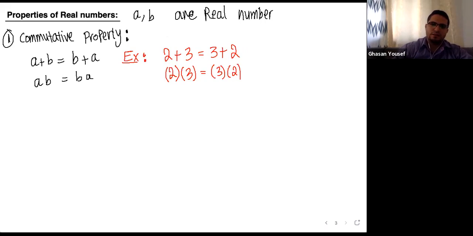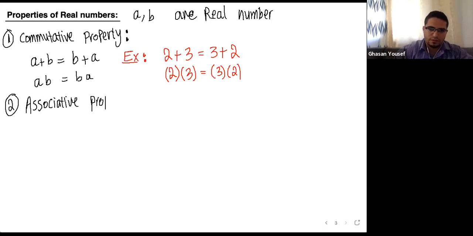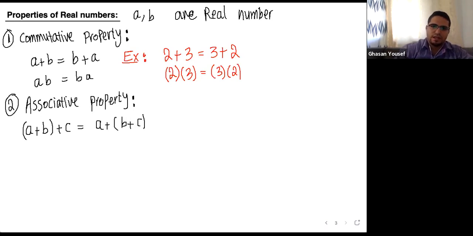The second property, number 2, is called the associative property. What does this property say? It says if I have A plus B, in parentheses, plus C, it is exactly the same as A plus, open parentheses, B plus C. So here I add C to the real numbers. A, B, C are real numbers.